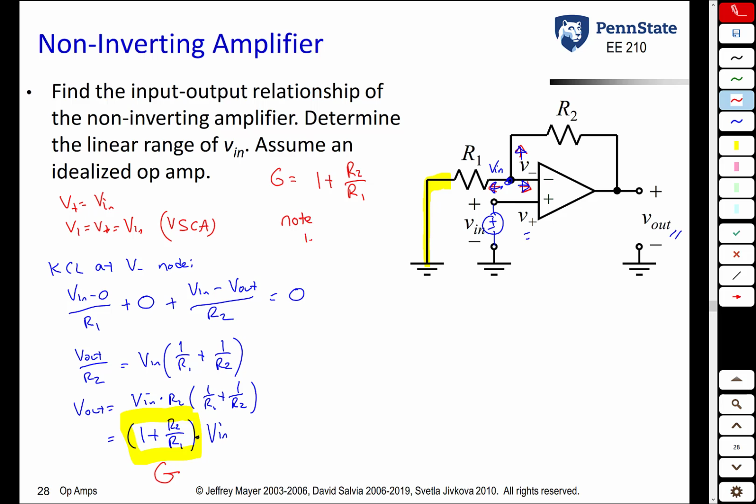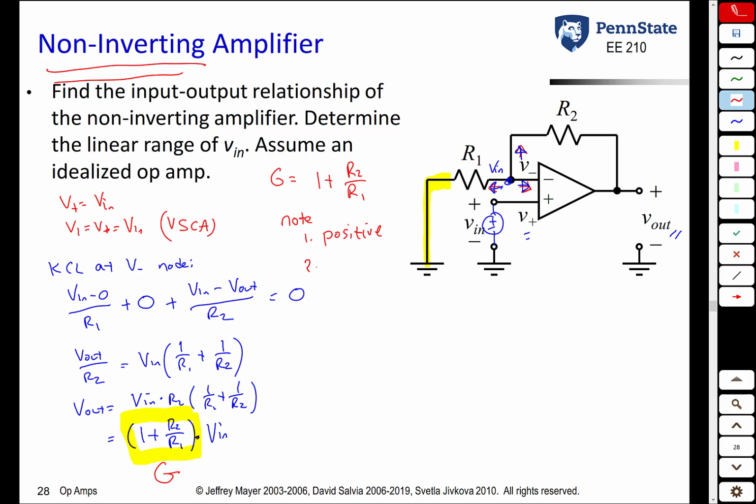A couple things to note about this gain. First off, the gain is positive. In an inverting amplifier, the gain was negative R2 over R1. Now it's 1 plus R2 over R1. It's always positive. Positive, meaning it is a non-inverting amplifier, which means if V in is positive, V out is positive. If V in is negative, V out is negative.